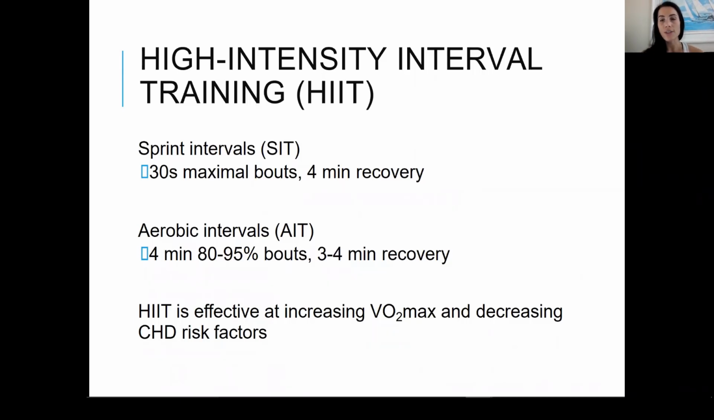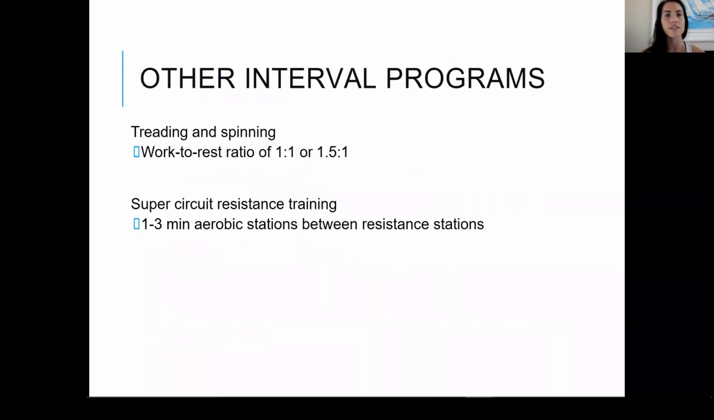So obviously that 30-second bout is all out, right? It's 95+% of your max effort. Whereas the aerobic interval is a little bit lower, anywhere between 80 to 95, because you're sustaining it for a longer period of time. Okay, and again, we know that HIIT is effective at increasing VO2 max as well as decreasing some of those cardiovascular factors.